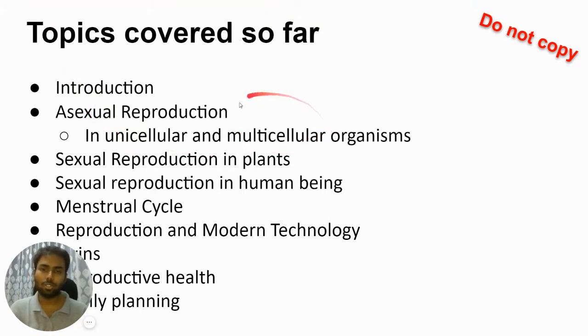Then we had seen asexual reproduction in multicellular organisms. Again, there were another five types. Can you remember the names of those five types? Can you remember the process of each and every type? Can you remember the diagram of each and every type? Just check. Can you recall all of this? And if you cannot recall, open your textbook and revise everything right now.